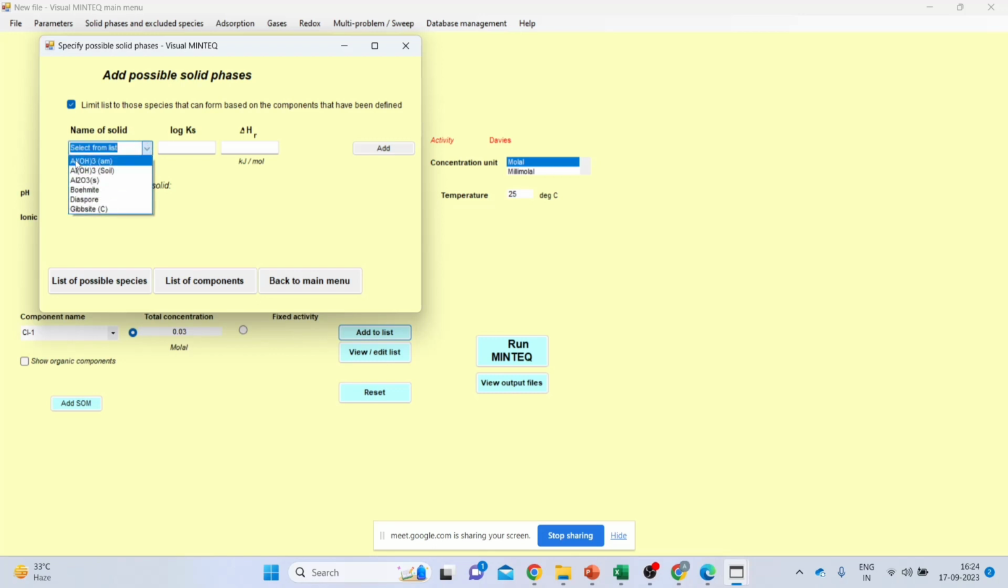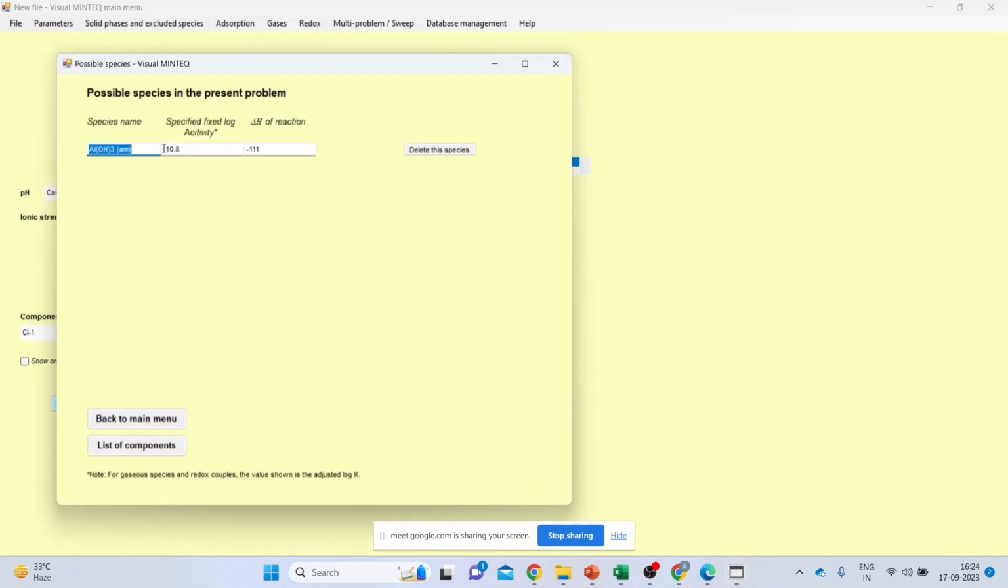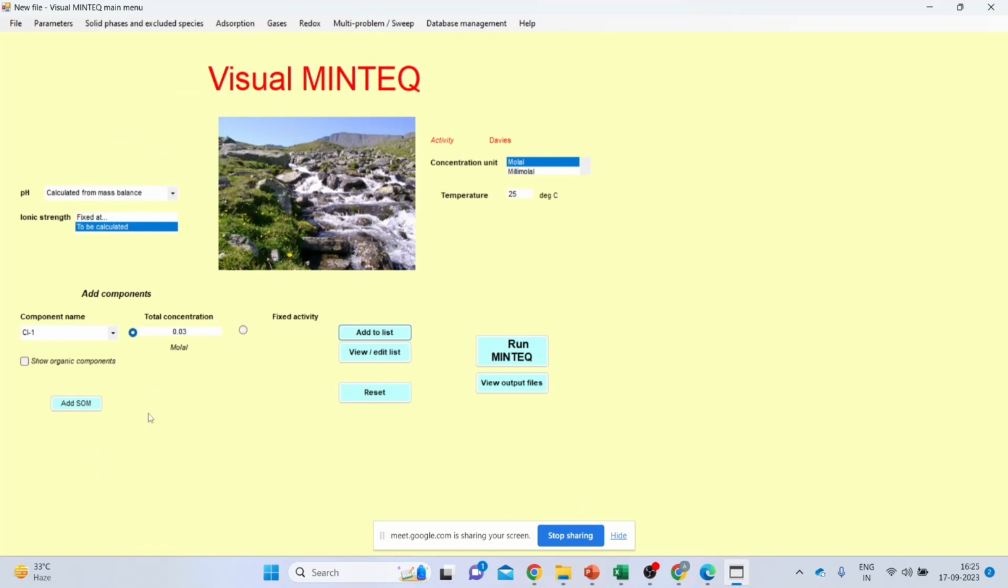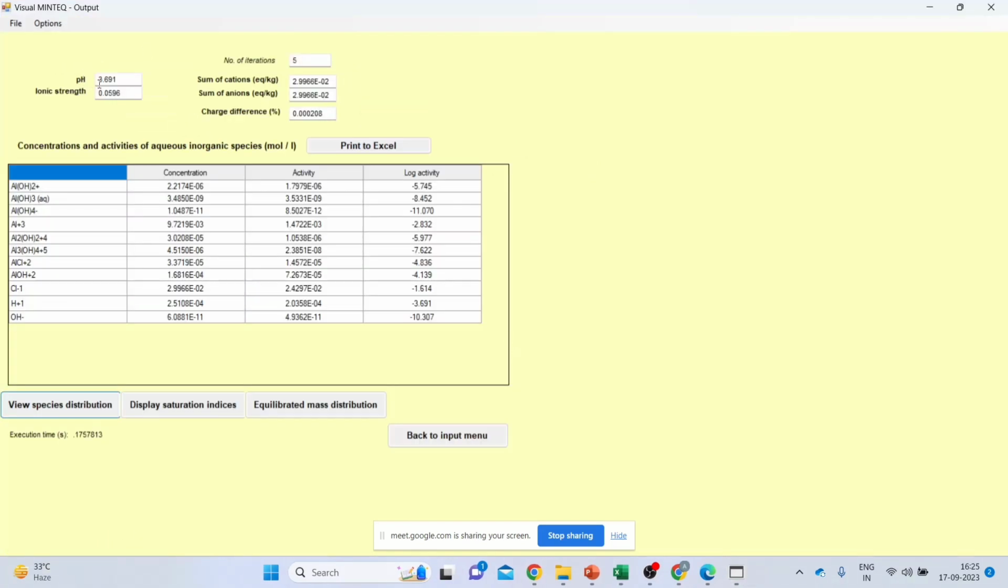So let's add aluminium. It is asked that at what pH aluminium hydroxide, that is AlOH whole 3, is starting to be formed. So let's add this. Next we can also check from the list of possible species. So it is being added. So we'll go back to the main menu, and also let's see what the pH is here. So the pH is 3.691, and we can see here the saturation indices.